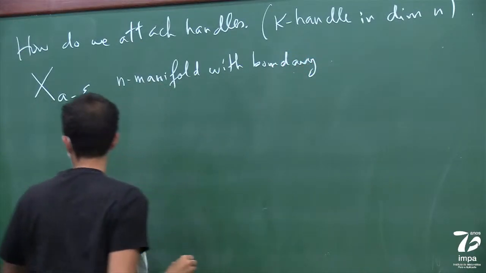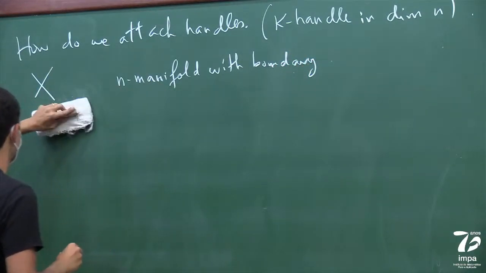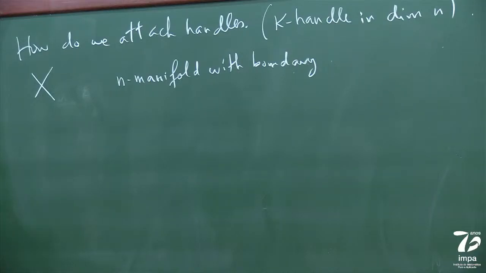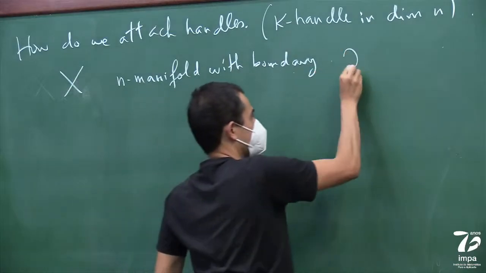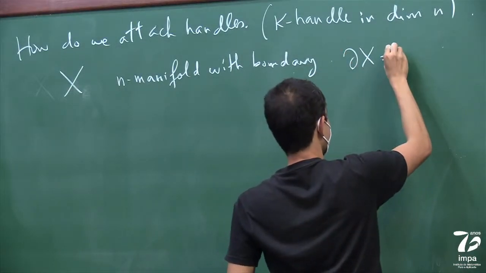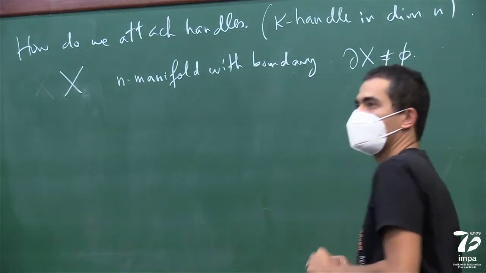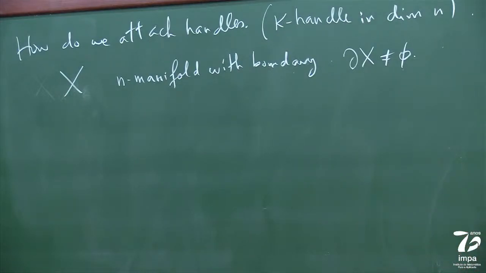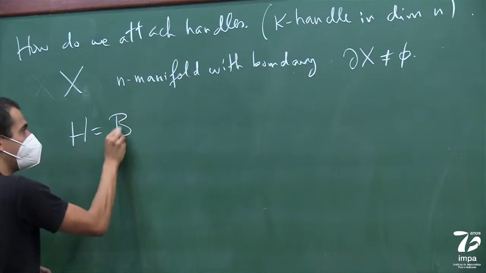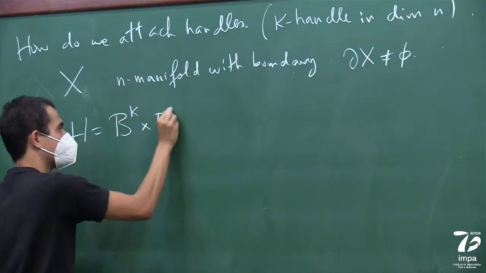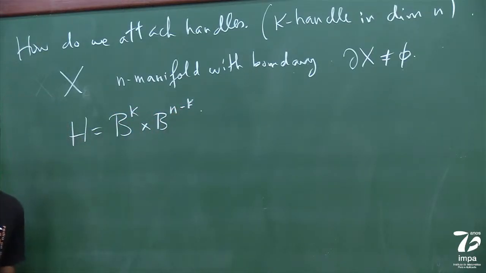I guess I can not even say that it's a minus epsilon anymore. I just take an n-manifold with boundary, and let's suppose that it's not empty. You think of it really as an X_{a-ε}. So how do you attach a handle? You take your handle, which is a k-handle, so that means it's B^k times B^{n-k}. And then you have to find a way to glue the handle.